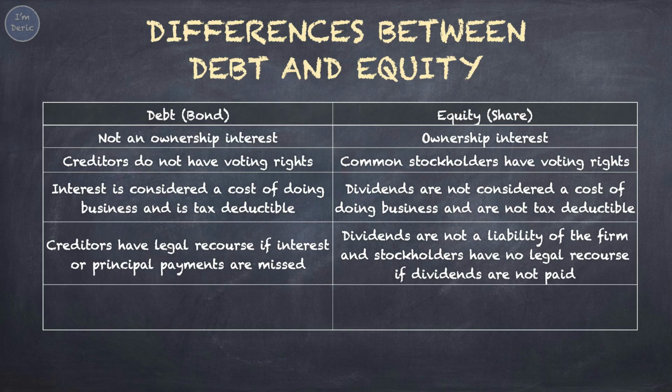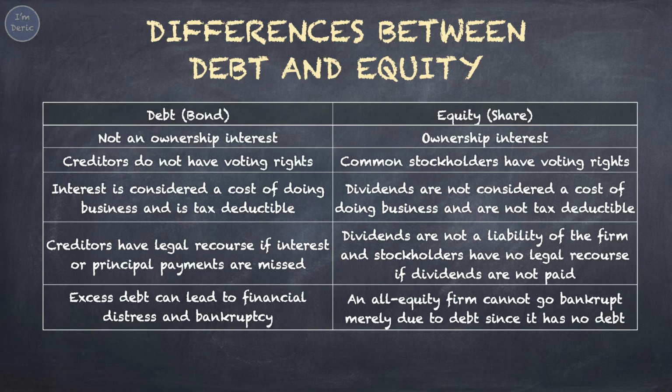For bonds, creditors have legal recourse if interest or principal payments are missed. Legal recourse means the creditors are protected by law. If the company doesn't pay interest or principal to bondholders, bondholders can sue the company. However, dividends are not a liability of the firm, and stockholders have no legal recourse if dividends are not paid, which means stockholders cannot force the company to pay dividends.